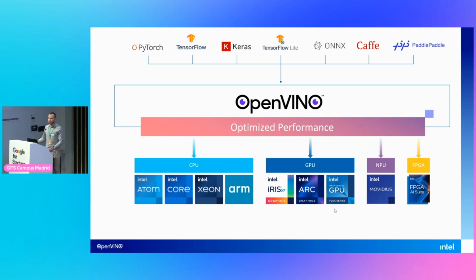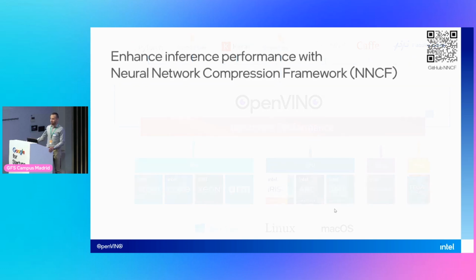NPU means Neural Processing Unit, and it will be available in our new Intel Core Ultra, which will be released December the 14th. And it's a specific unit for running neural networks on the CPU for, of course, great performance. Of course, we also support FPGA, and you can run OpenVINO on any operating system, Windows, Linux, or Mac.